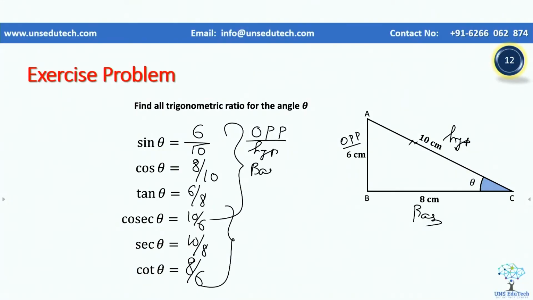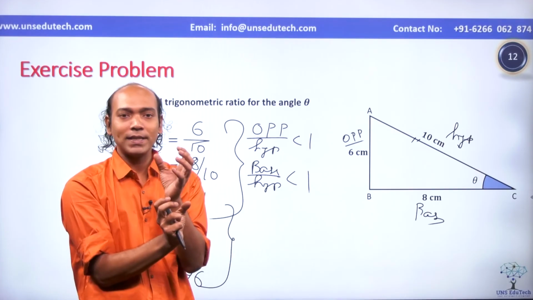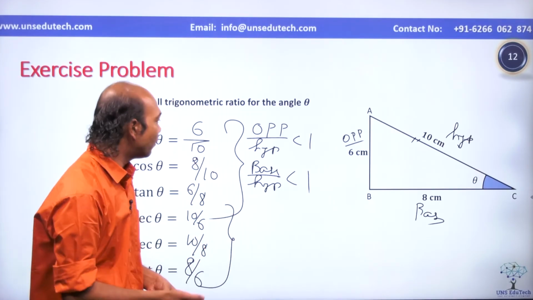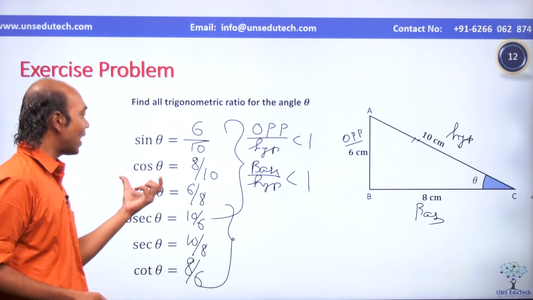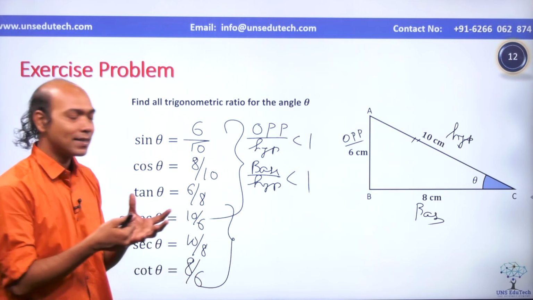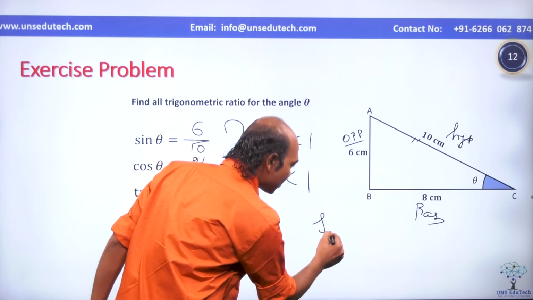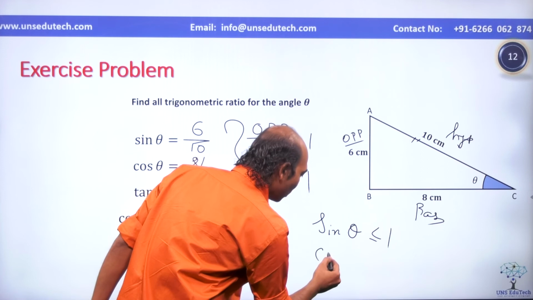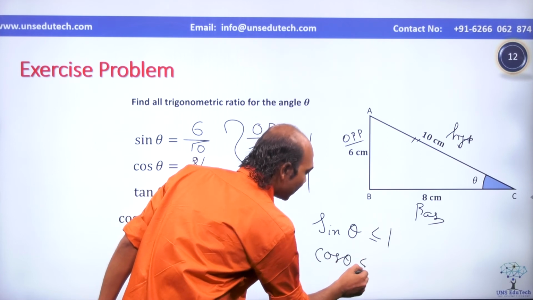base by hypotenuse for cos theta, the ratio is always less than 1, right? Because hypotenuse is the bigger value, and opposite and base are smaller values. Some small value divided by some bigger value, just like 7 by 8, is always less than 1. So, we say that sine theta and cos theta are always less than 1. You can say sine theta is less than or equal to 1, cos theta is less than or equal to 1.